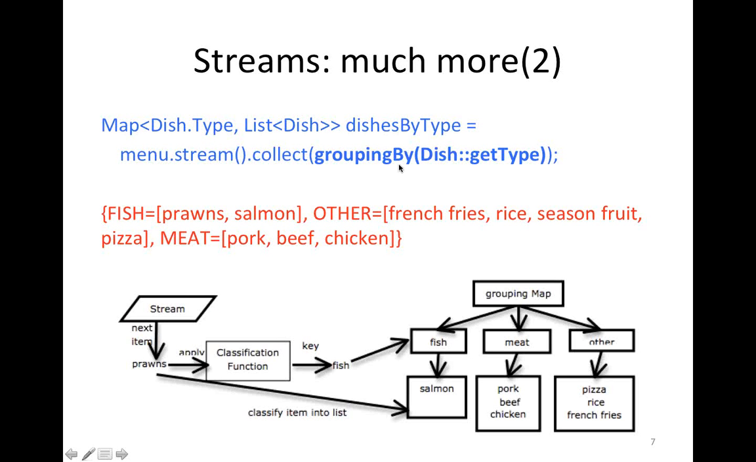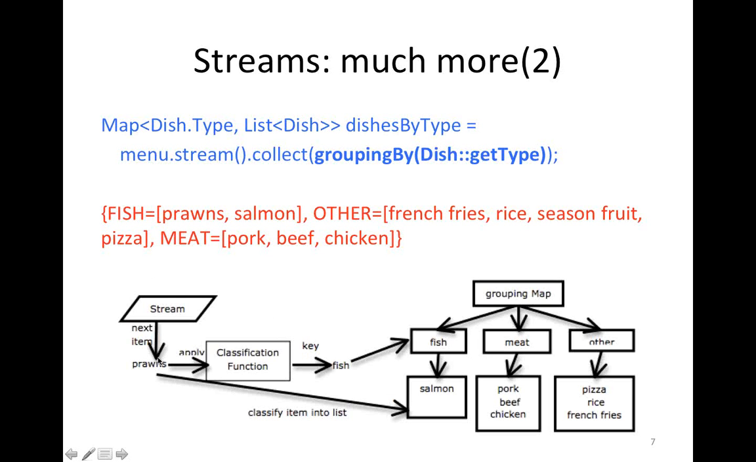Using the Stream API, we can write this code in one line. All it's trying to do is, given a list of dishes, we'd like to group them by type. And this code reads just like the problem statement. And behind the scenes, the Streams API will figure out how to generate this map.